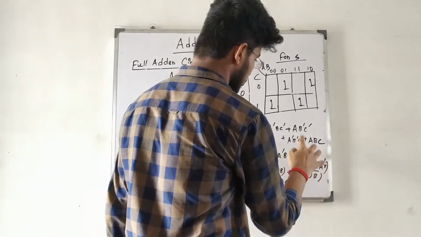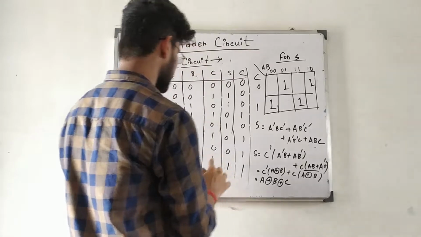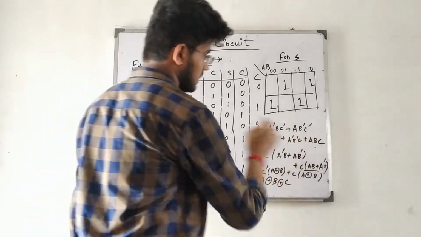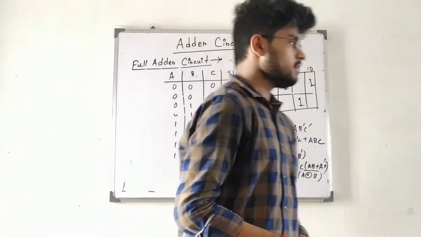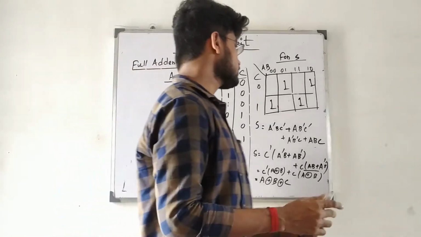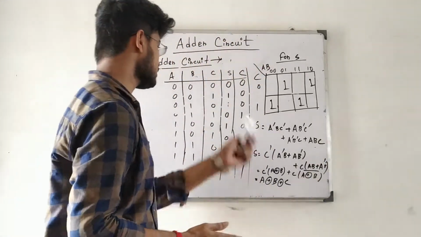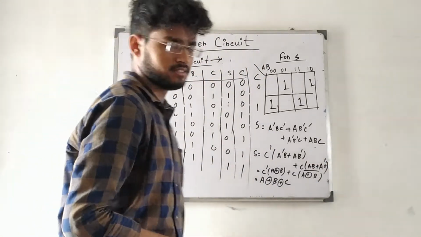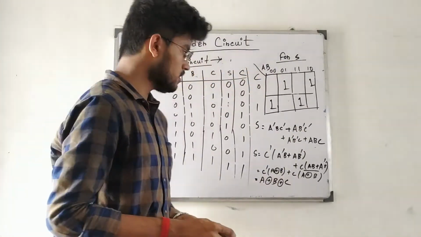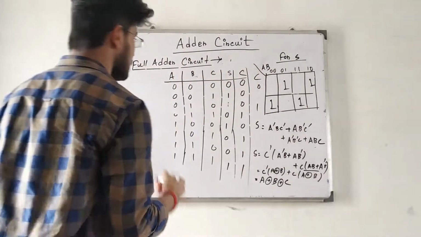So see here from that A bar B bar C bar. And next this is 1, that is A B and C. A B C. So if we don't have any time to build the K-map, then we have to write the expressions from the truth table also. It's very easy in this case. So what is the carry expression?